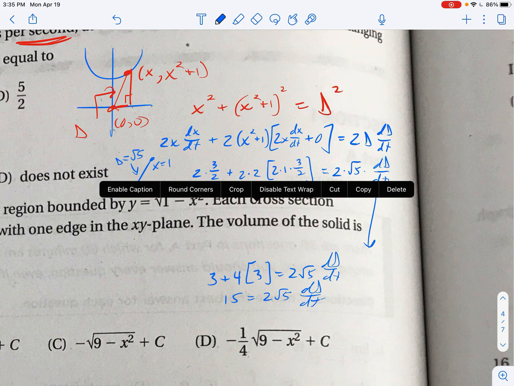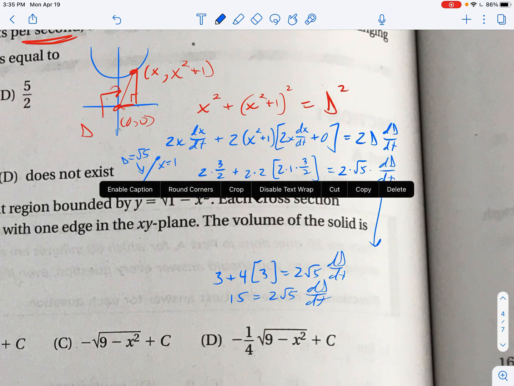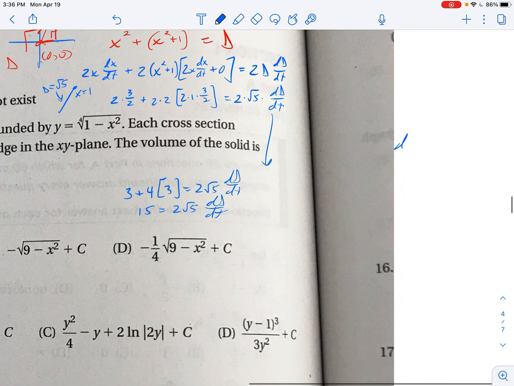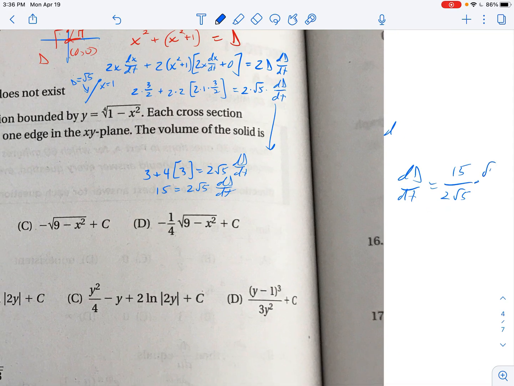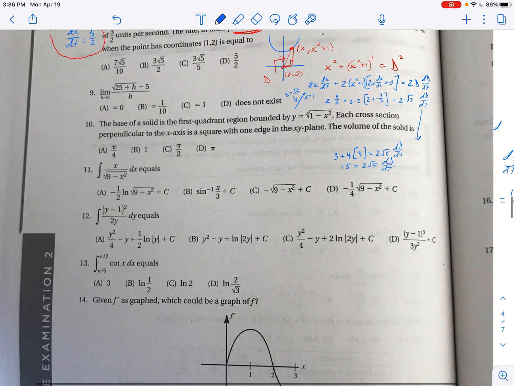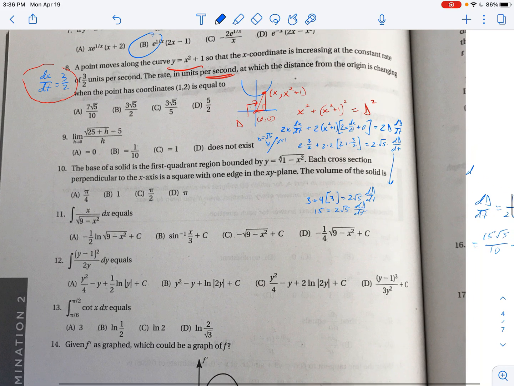So dd dt, do it over here on the side, would be 15 over 2 times root 5. If you multiply top and bottom by root 5 to rationalize that, we have 15 root 5 over 10, which is 3 root 5 over 2. And is that a choice? That is B. So that's a lot to do in 2 minutes.